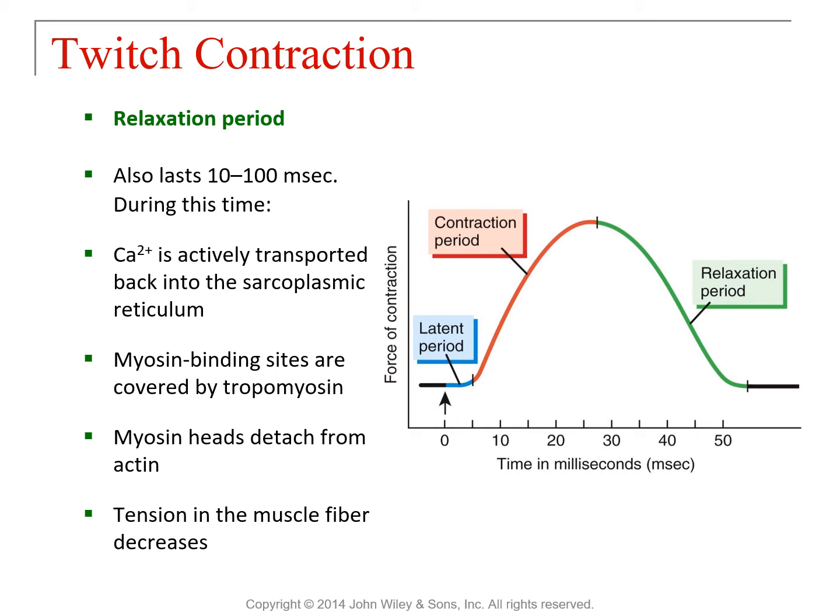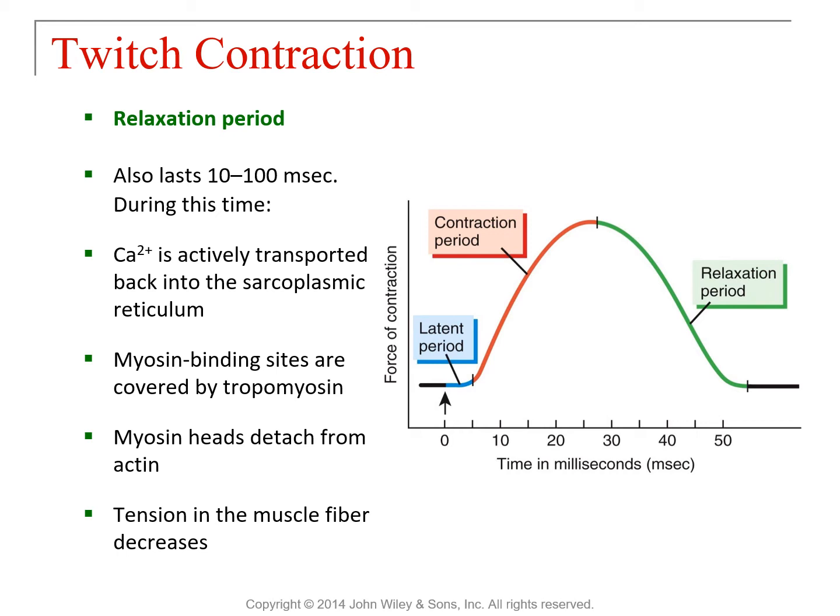Now, when calcium leaves the sarcoplasm to go back into the sarcoplasmic reticulum, it's also going to leave troponin. So troponin shifts back to its original shape. It's going to shift the location of tropomyosin back over the myosin binding sites on actin, and at this point they're covered.